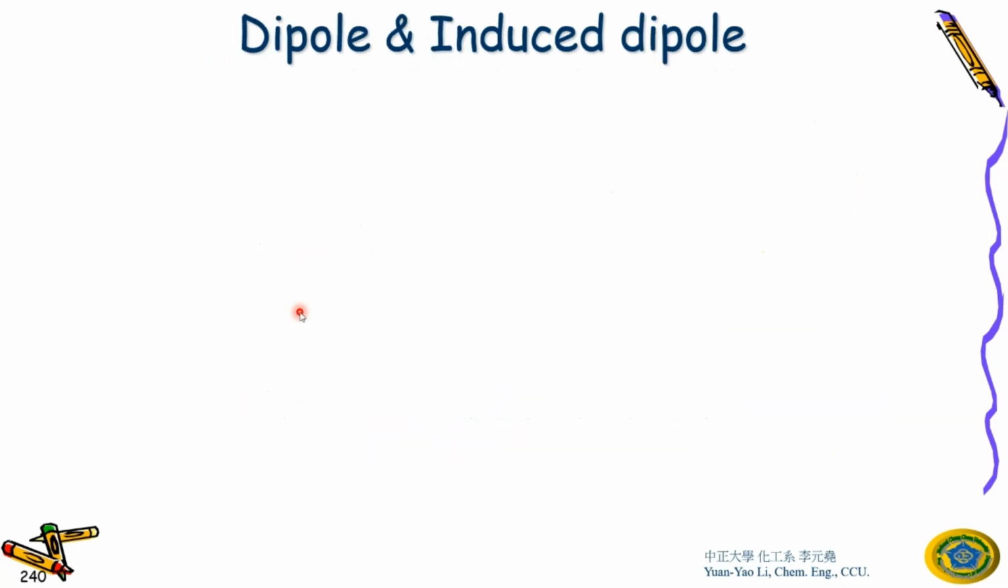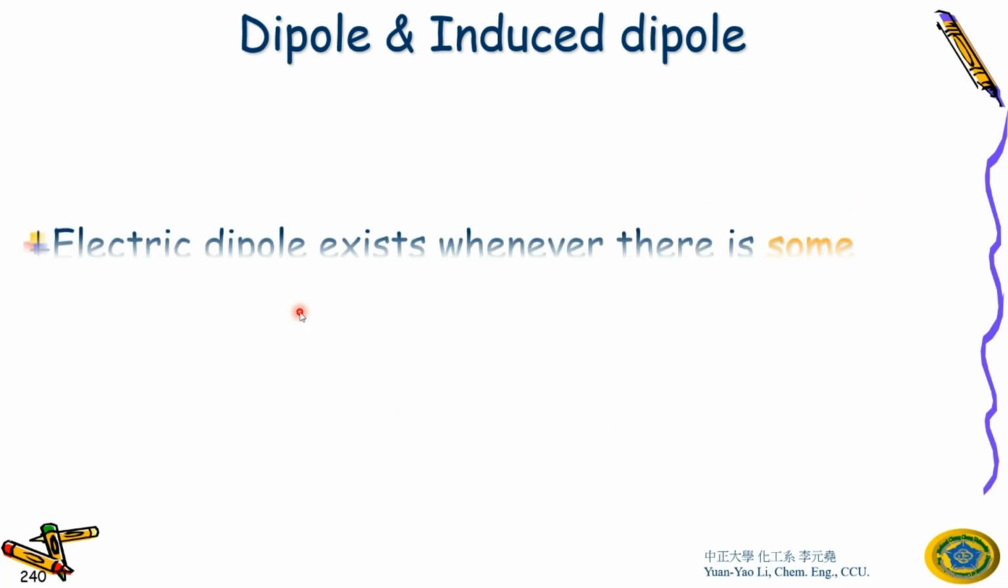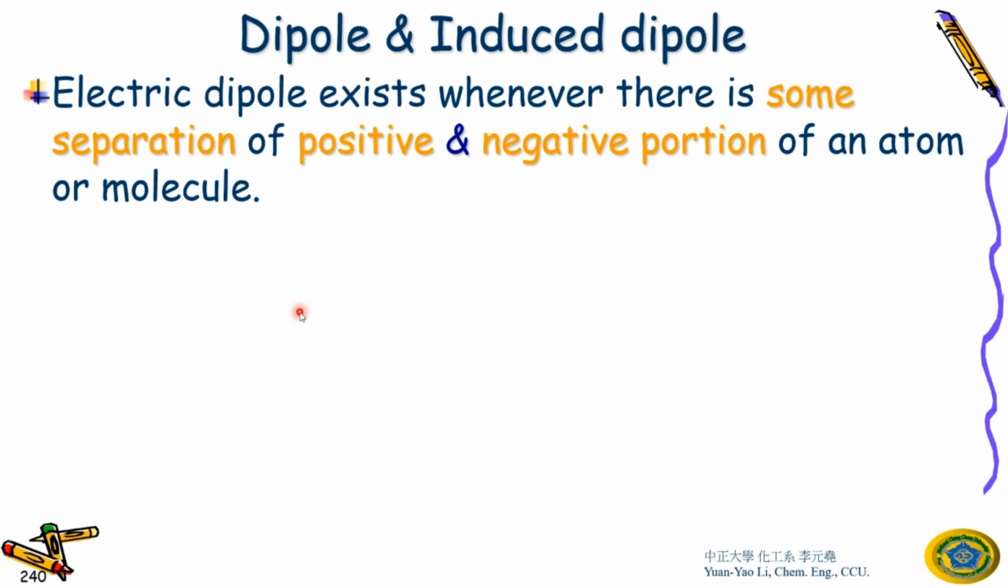Okay, so dipole interaction, dipole-induced dipole. What is a dipole? What is an induced dipole? Electrical dipoles exist whenever there is some separation of positive and negative portions of an atom or molecule. For example, you have an atom or a molecule, and in some cases there's a separation of the positive part and the negative part. This is called a dipole. Let me give you an example.